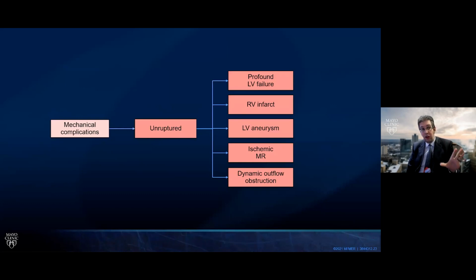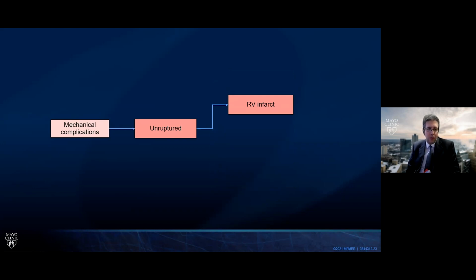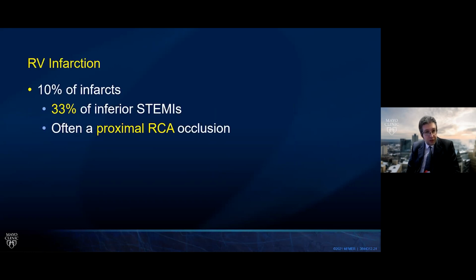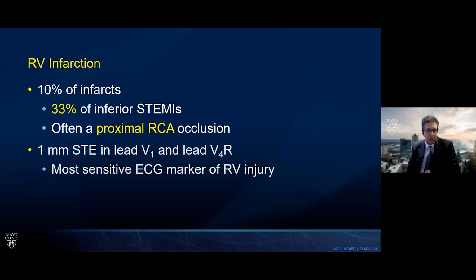Let's move from the LV now to the RV. So we've done profound LV failure. What about right ventricular infarct and right ventricular failure complicating acute MI? Thankfully, RV infarct occurs in the minority of infarcts, about 10%, and is much more common in inferior STEMIs, likely because this is stemming from RCA coronary distribution. Oftentimes occurs in a proximal RCA lesion. Think about the RV branches coming off high on the RCA to supply right ventricular myocardium.